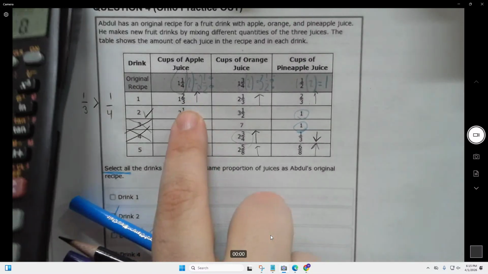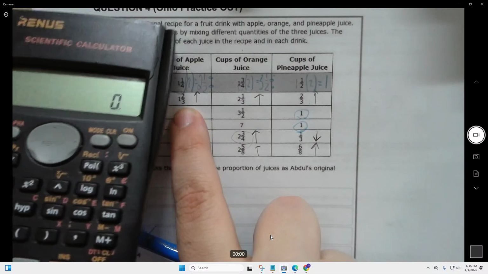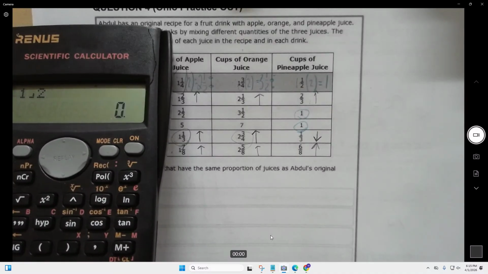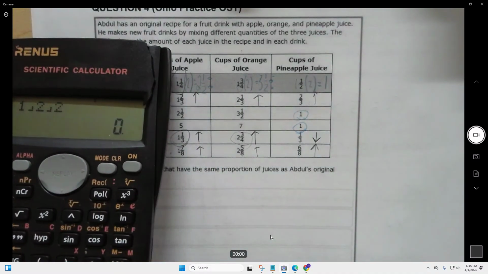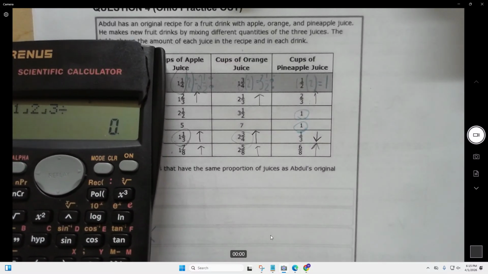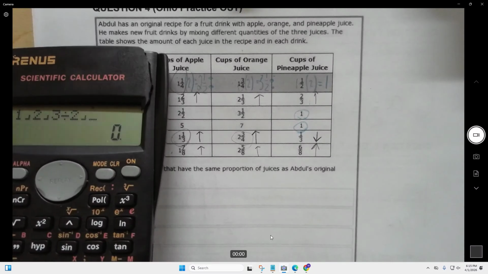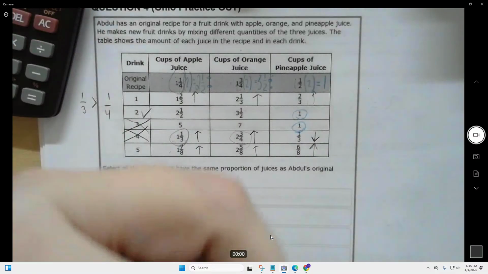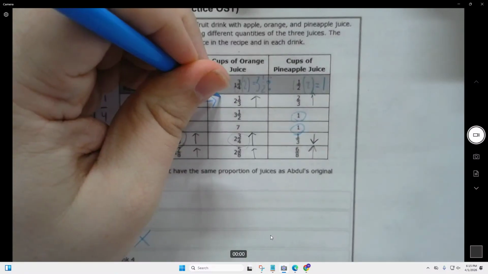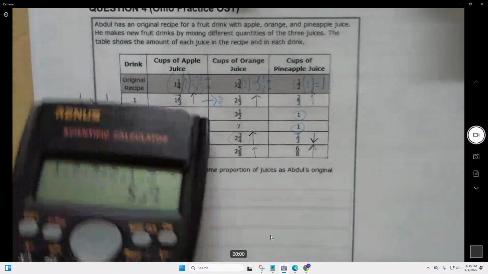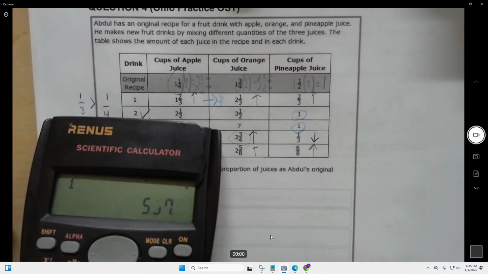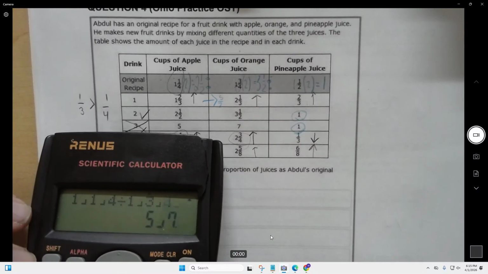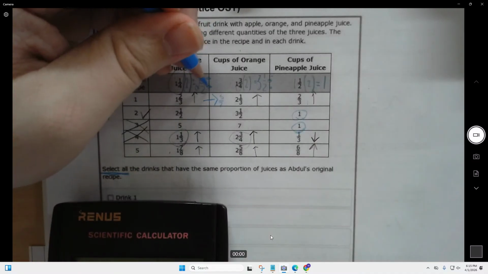We're going to take a look at drink 1. Drink 1, your cups of orange juice go from 1 2/3. Whoops. Divided by 2 1/3. And that is a 5/7 proportion between these two. The original recipe has a 1.25 divided by 1 3/4, which is also a 5/7 recipe.